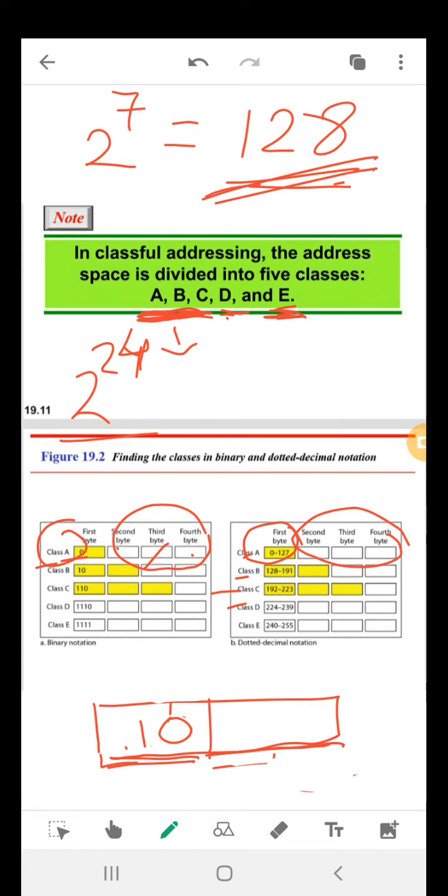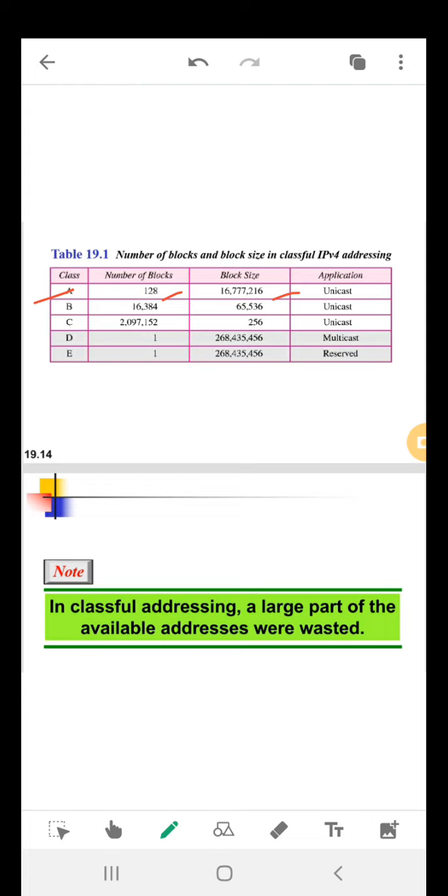So this is what the table is representing. For class A, the number of blocks, or the number of networks, can be 128. Block size means the number of devices in the network, which will be equal to 16,777,216. Now this is a unicast address, which we can use for one-to-one communication.